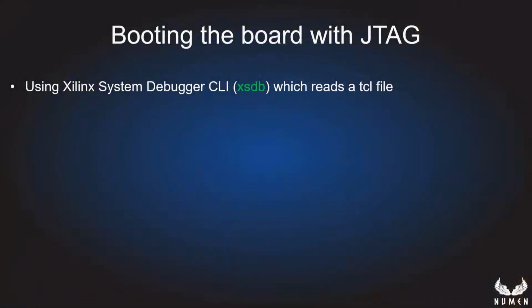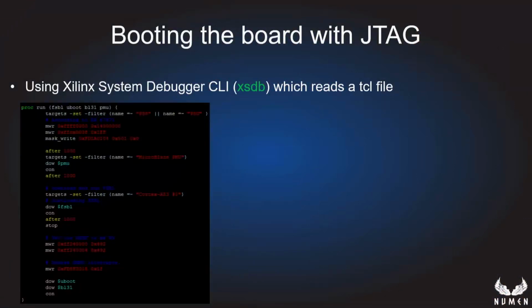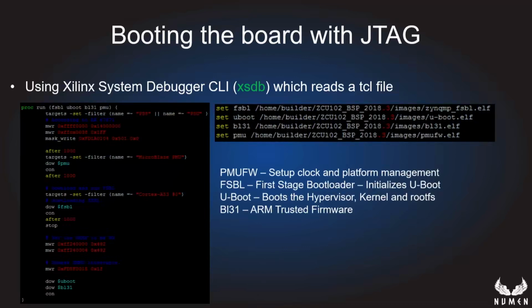Now, let's boot the board, right? So what do we need to boot the board? Xilinx has a specific debugger, which is called the Xilinx System Debugger Client. What it basically does is read a TCL file. Just to give you guys an idea, that TCL file is going to boot several different files. The PMUFW, which is just to set up the clock and the platform management on the board. Then the first stage bootloader, which is going to initialize U-Boot. Then U-Boot, which is going to allow us to boot the hypervisor, in this case Xen hypervisor, then the Linux kernel, and finally the rootfs, and the BL31, which is ARM Trusted Firmware. We didn't play with these components. We just use them with the versions from Xilinx.